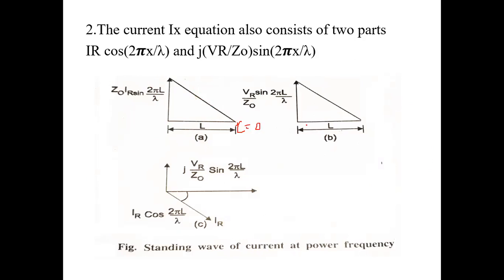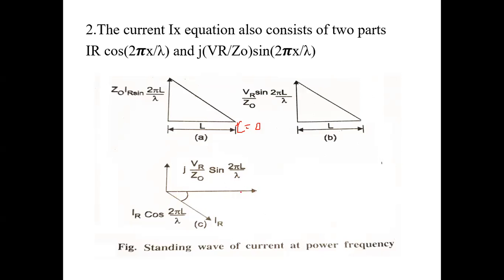Similarly, for the second equation, the current equation, if you substitute x is equal to 0, the magnitude of IR is equal to 0. If you substitute x is equal to L, we will be getting the magnitude of VR by Z naught into sine 2 pi L by lambda. V by Z is nothing but I actually. Now if you join these two vectors, we will be getting the overall vector diagram.